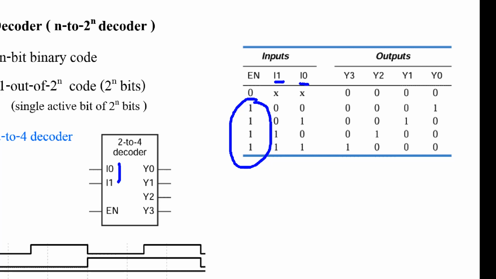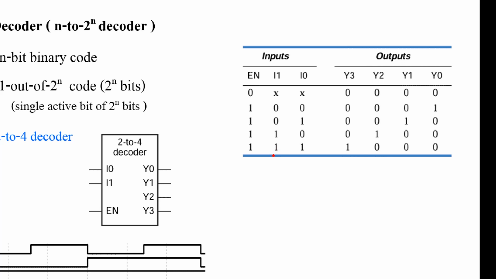I1 and I0. For example, when enable is active, 1, and you apply 0, 0 at input I1, I0, output Y0 will be active. And when you apply 0, 1, 0, 1 means 1, right? So Y1 is active. And when you apply 1, 0, 1, 0 is 2, right? So Y2 is active. And the other outputs are not active.